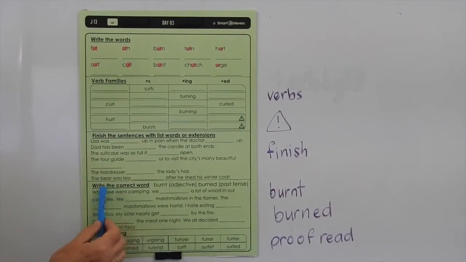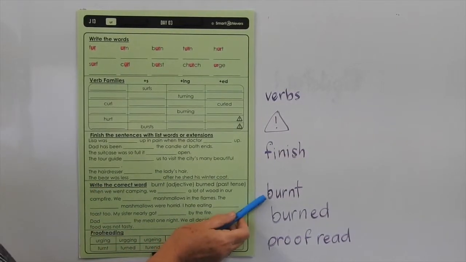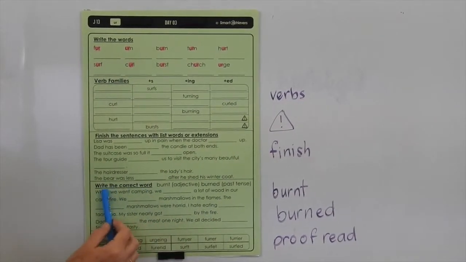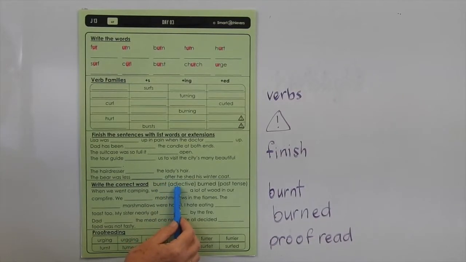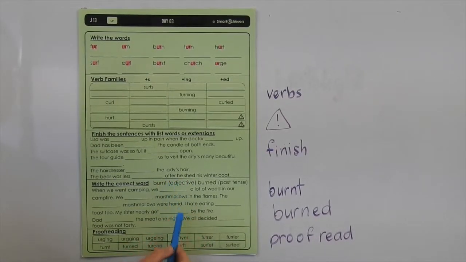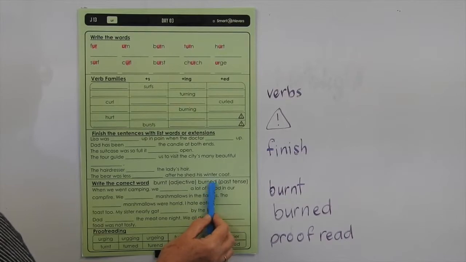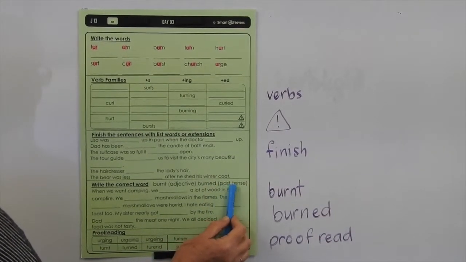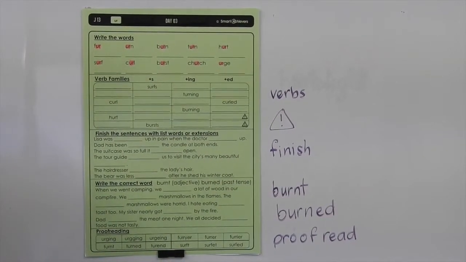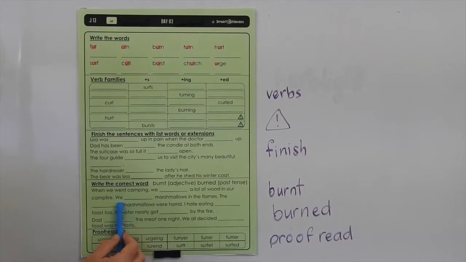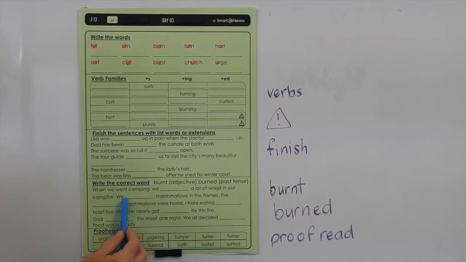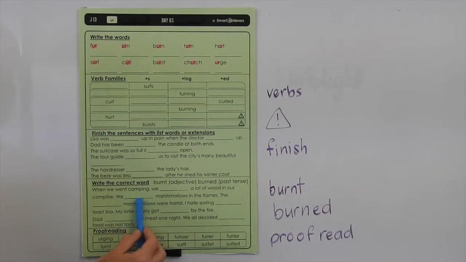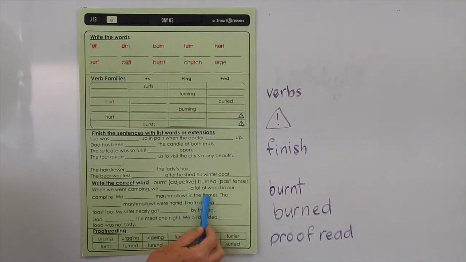Now down here, we're looking at when we use burnt and burned. So you use burnt when you're using it as an adjective to describe a noun, and burned with the ed when you're describing past tense of a verb. So let's skip the first sentence and go down to the second one. Now it's saying what we did, so it has to be a verb here. So we burned marshmallows in the flames. That's what we did, we burned them.